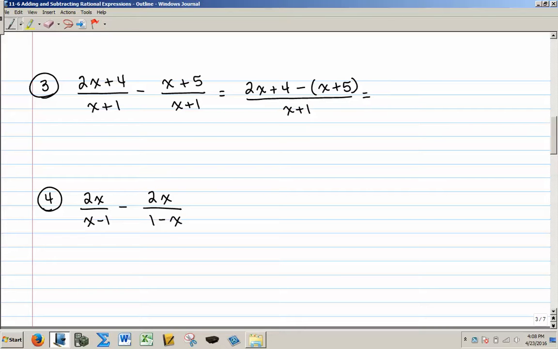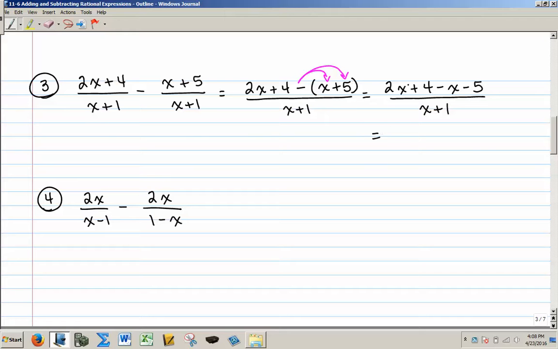Remember, when there's a minus out in front of the parentheses, it's as though you're distributing a -1 to each one of those terms. You want to make sure you subtract the x and subtract the 5. So that's going to be 2x plus 4 minus x minus 5, all over x plus 1.